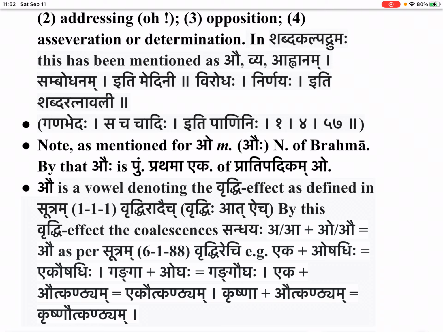Vriddhi Echi. For example, Eka plus Oshadhi, Ekaushadhi. Ganga plus Ogha, Gangaugha. Eka plus Autkanthyam, Ekautkanthyam. Krishna plus Autkanthyam, Krishnautkanthyam.